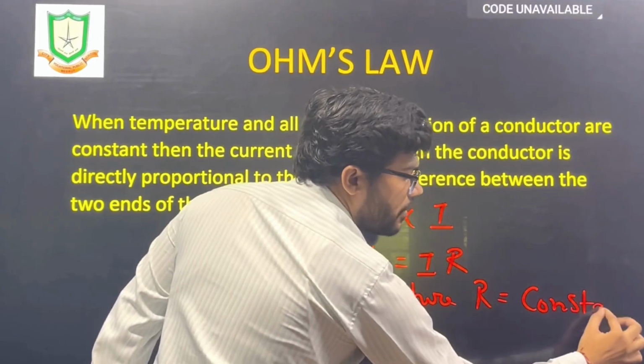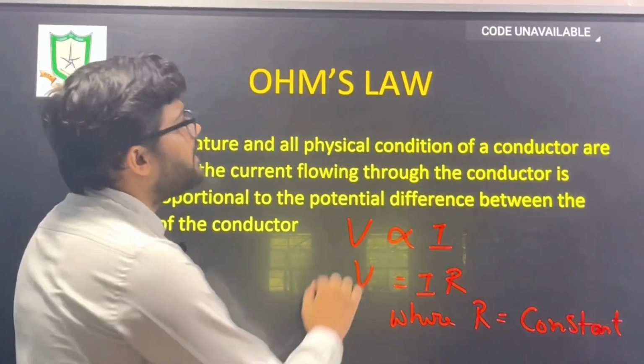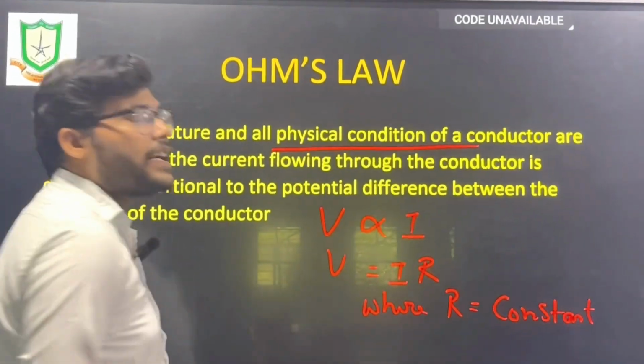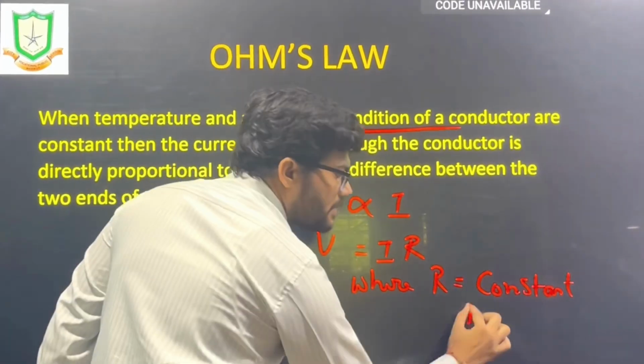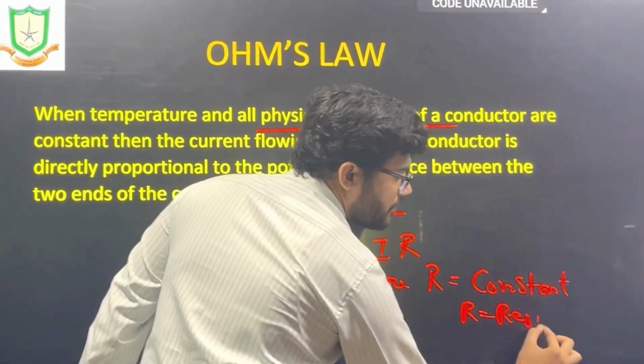It is constant only when physical conditions of a conductor are constant. Then your resistance, the R, is called resistance, is constant.